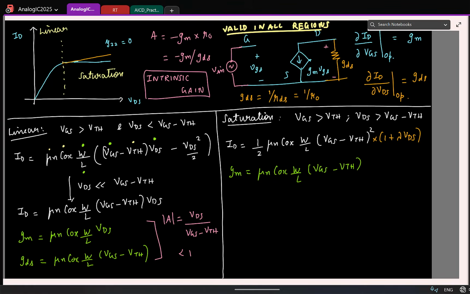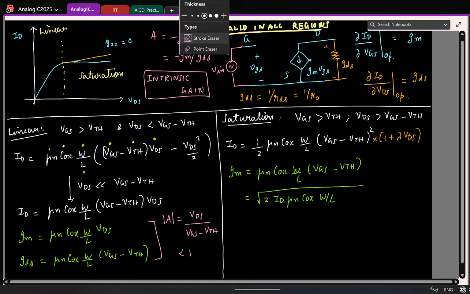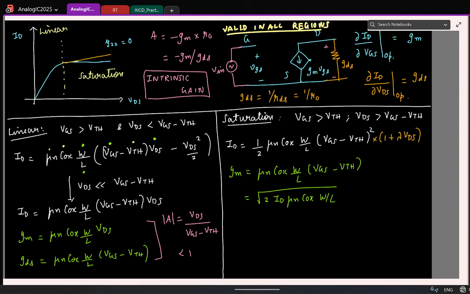Now of course from this equation you can find what is VGS minus VTH in terms of ID. Then you can replace it, so then you will get another expression for GM, square root of 2 ID times UNCOX W by L. So basically what I have done is find VGS minus VTH in terms of the current ID and replace it here. It's just algebra, I don't want to do these calculations here.